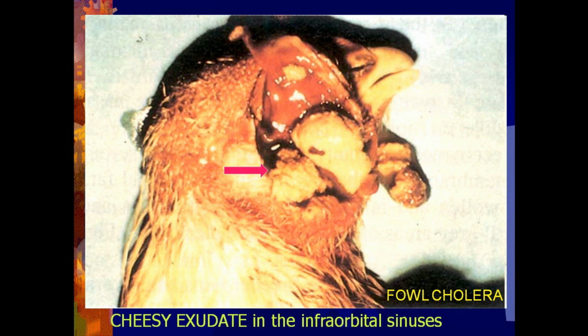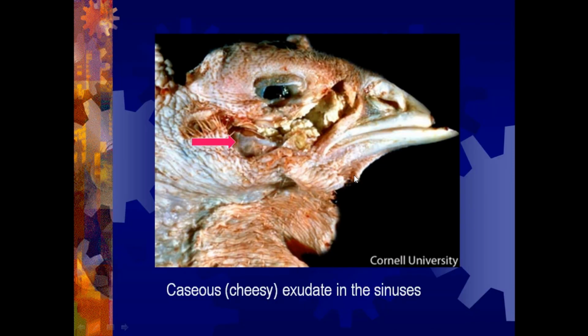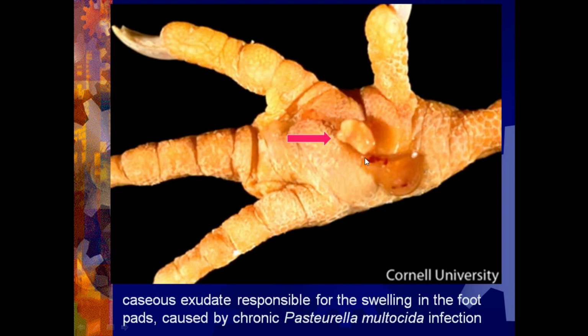And in the cases of chronic pasteurellosis, there will also be caseous or cheesy exudate within the infraorbital sinuses and also surrounding tissue with hyperemia and edema. You can see a glassy appearance here. This may indicate edema in the sinuses. This one is also a similar case of cheesy exudate in the sinuses of a turkey. Okay, this is a turkey with cheesy exudate in the sinuses due to pasteurellosis.